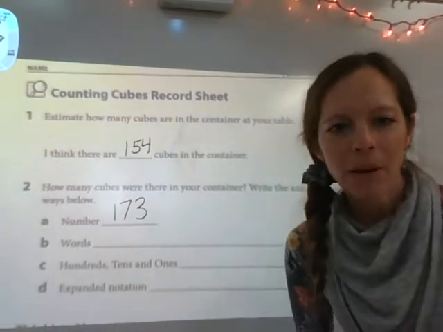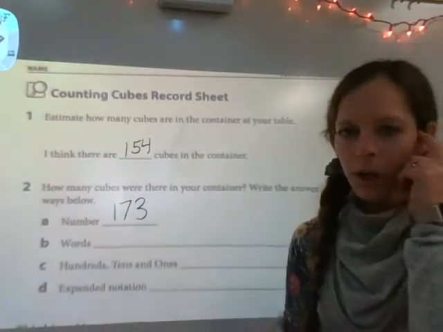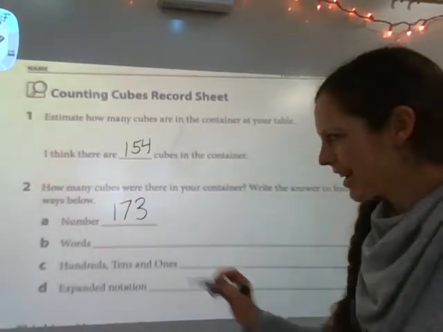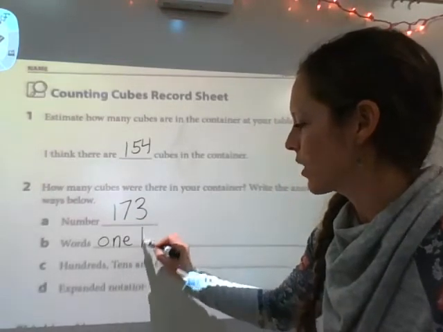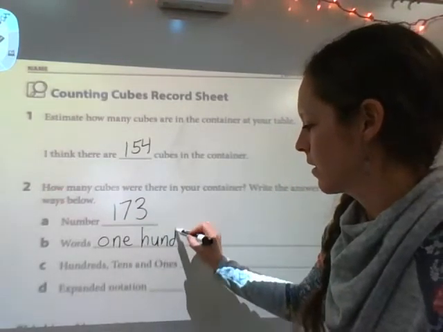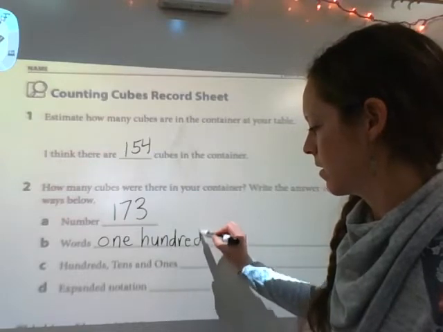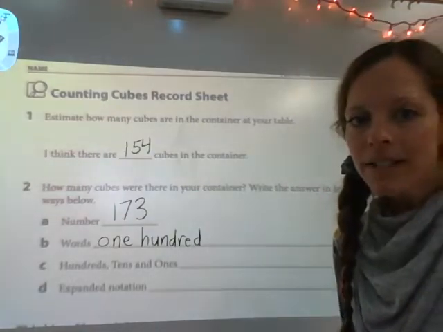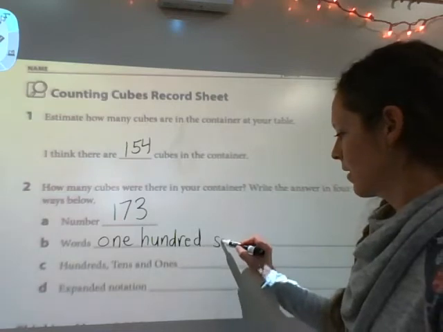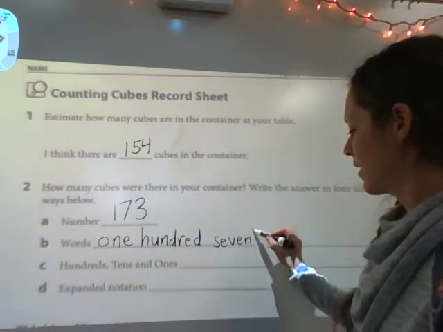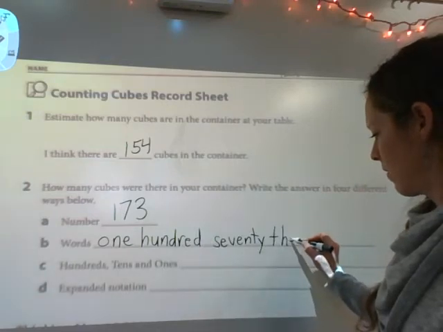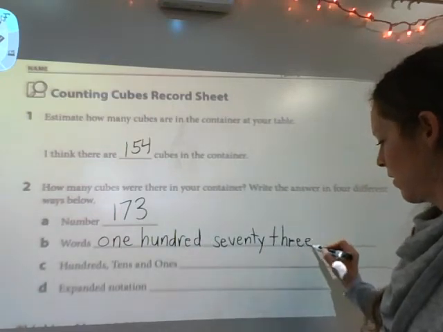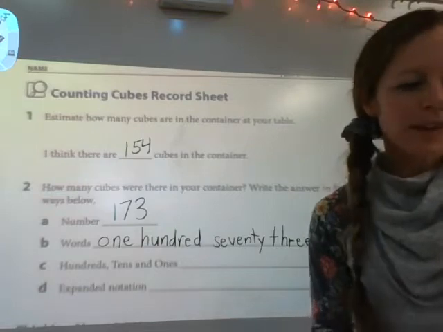To write that number in words, we have to write it out. 100 73. There it is in word form.